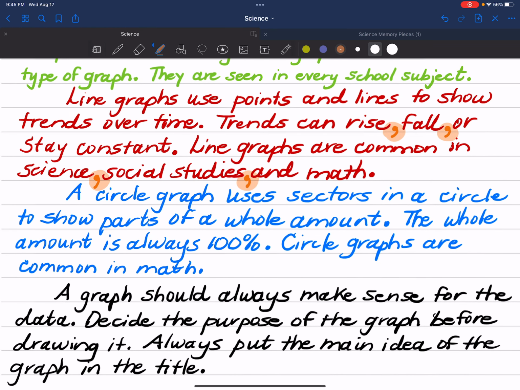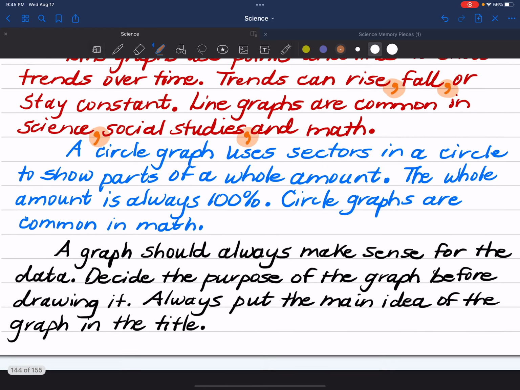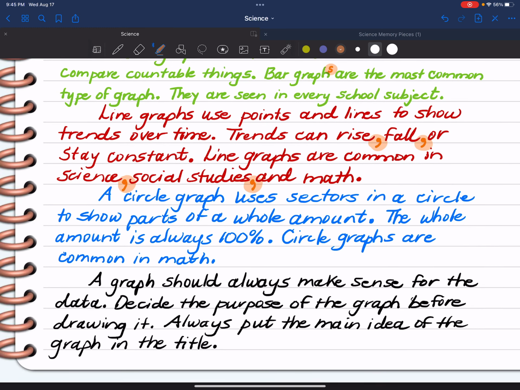A circle graph uses sectors in a circle to show parts of a whole amount. The whole amount is always 100%. Circle graphs are common in math. A graph should always make sense for the data. Decide the purpose of the graph before drawing it. Always put the main idea of the graph in the title.